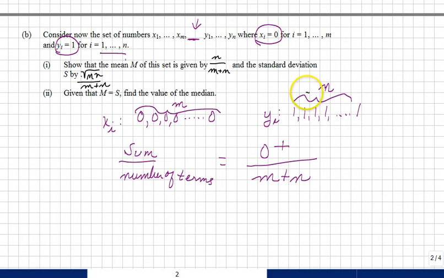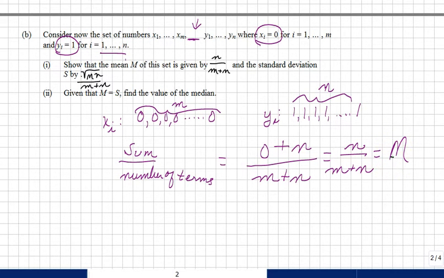So if there were 2 ones, the sum would be 2. If there were 3 ones, it'd be 3, etc. So if there's 10 ones, the sum would be 10. So the sum of those terms, since they're all 1, will be equal to n. So the sum of the terms, when we put x and y together, is n, and the total number of terms is going to be m plus n. And there we go. That's the mean, capital M.